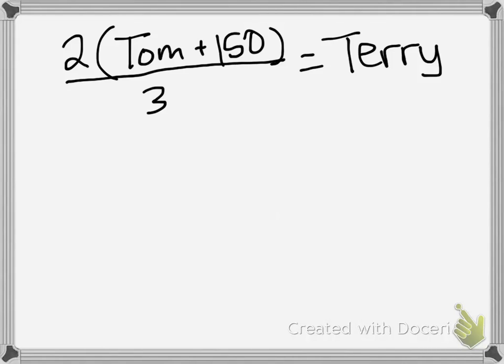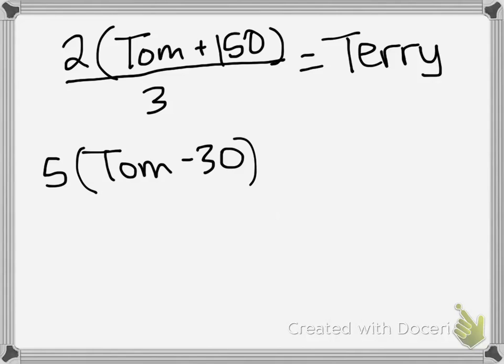Trudy said, if you take the number of MP3 downloads Tom has and subtract 30 and multiply the difference by 5 and finally divide that product by 4, the result will be the number of MP3 downloads I have.